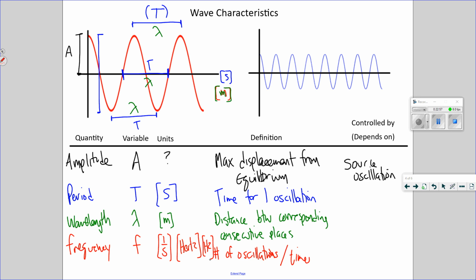Now, frequency depends on source oscillation too. There is something somewhere that's oscillating back and forth, and it oscillates at some frequency. How fast? That's sort of up to the thing that's oscillating. Well, period sort of depends on that, but those are sort of the same thing. And notice that their units are the inverses of each other. So we can say that period is 1 over frequency.